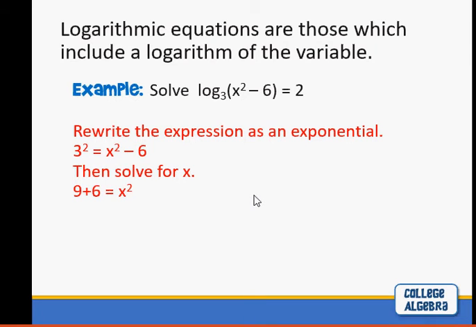This one's pretty simple. You can isolate x squared, add 6 to both sides. Square the 3, add 6, you get 15. Take the square root, you get x is plus or minus square root of 15.